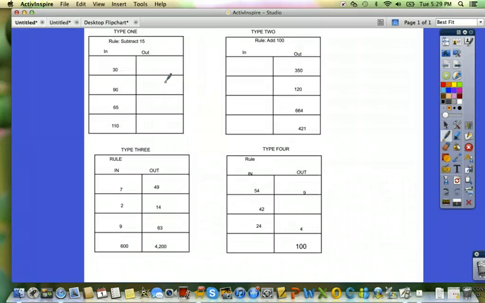Okay, so in type 1, it gives us our rule, and we also have our in. So 30 minus, subtraction, 15. I know that is 15. Okay, 90 minus 15.